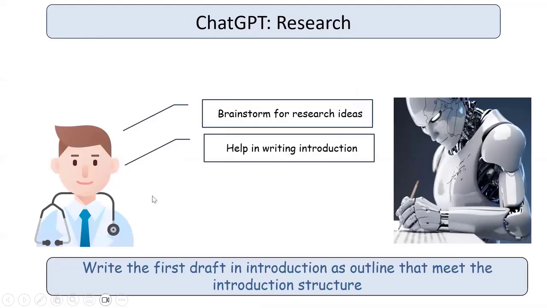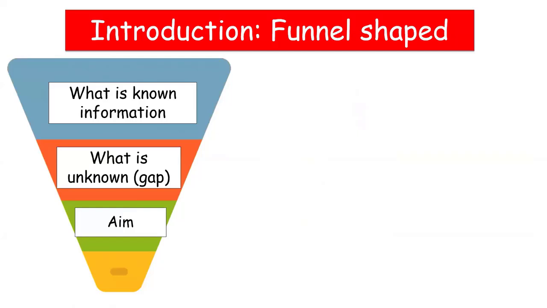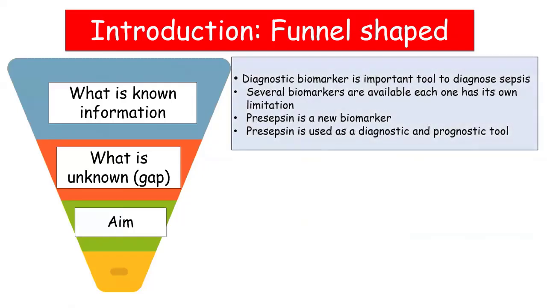So if we want to start writing the introduction, we need to write the first draft by our own, meeting the structure of the introduction. For example, if we want to do a study about presepsin, what is the known information? Diagnostic biomarkers are an important tool to diagnose sepsis. Several biomarkers are available, and each one has its own limitation. Presepsin is a new biomarker. Presepsin is used as a diagnostic and prognostic tool. This is the known information.